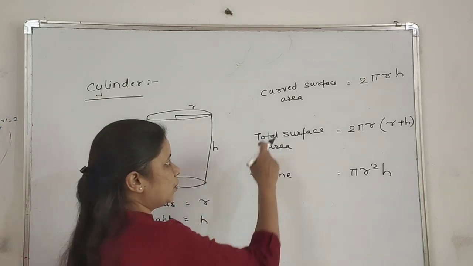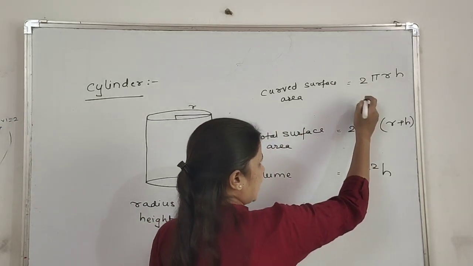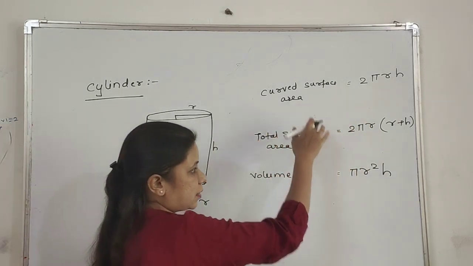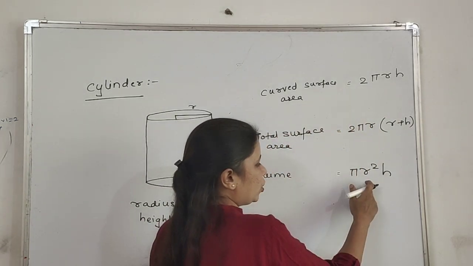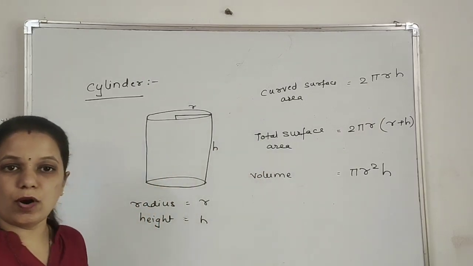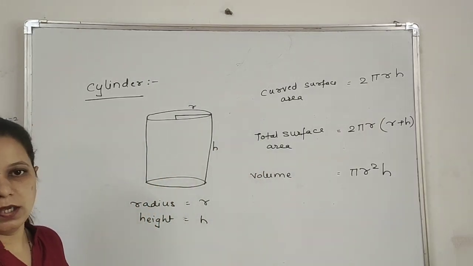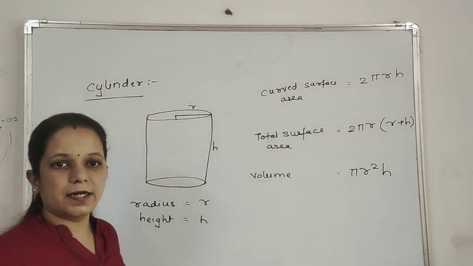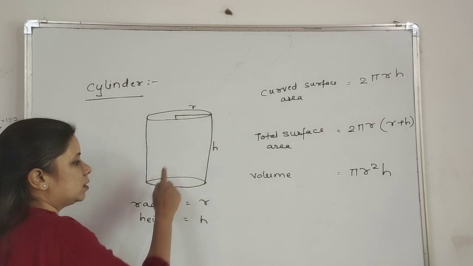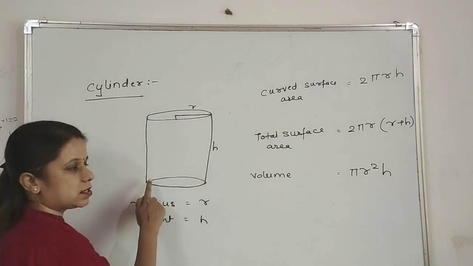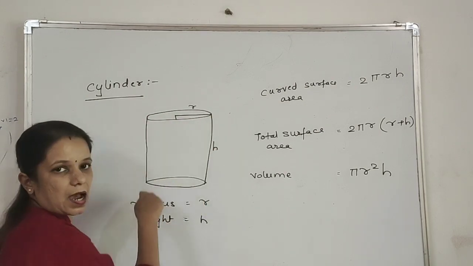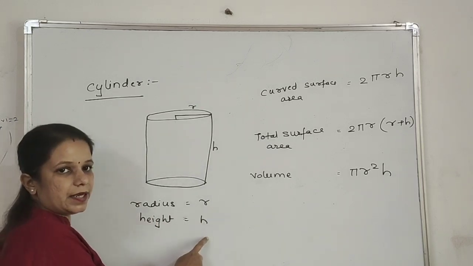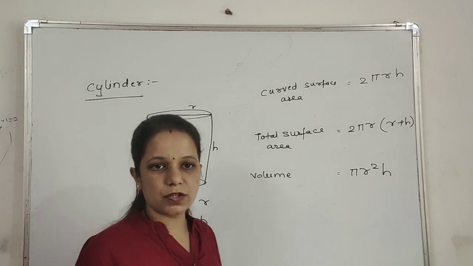Now regarding the units, both of these are area, so it will be centimeter square or meter square as the case may be, and this is volume, so centimeter cube or meter cube. So these are the formulas for cylinder. Cylinder, you have two circular faces with height. So radius of the face will be r, height will be h. So please note down the formulas for cylinder.